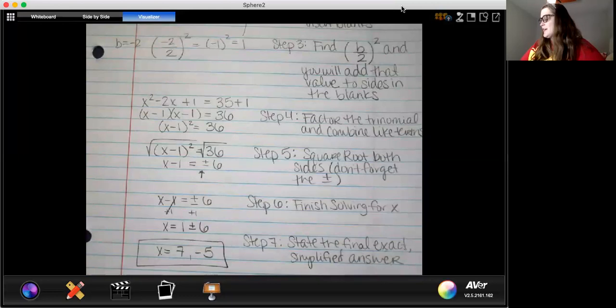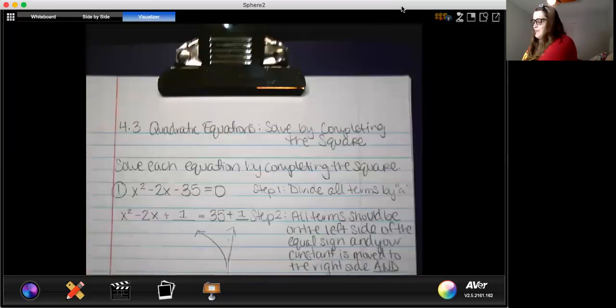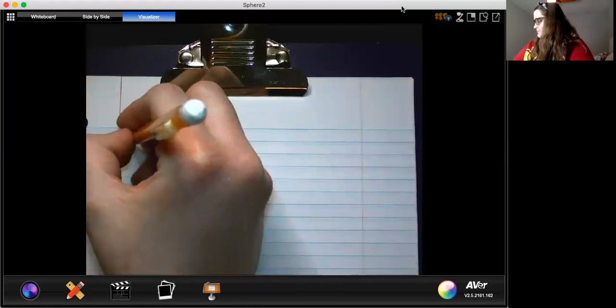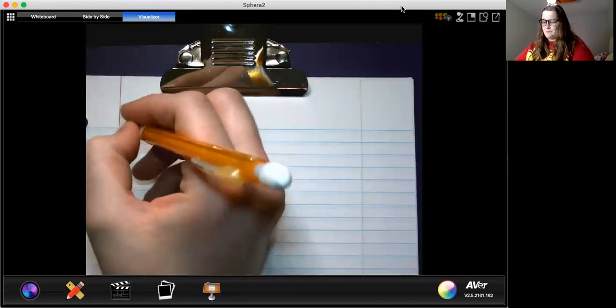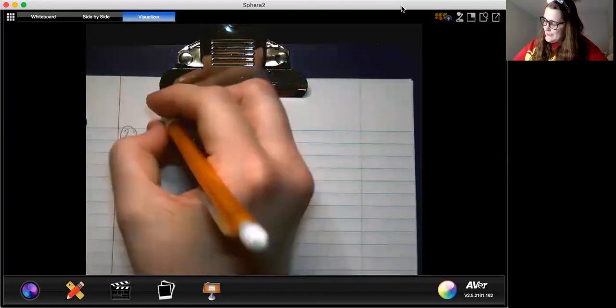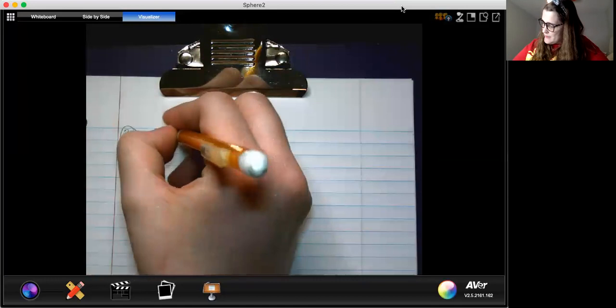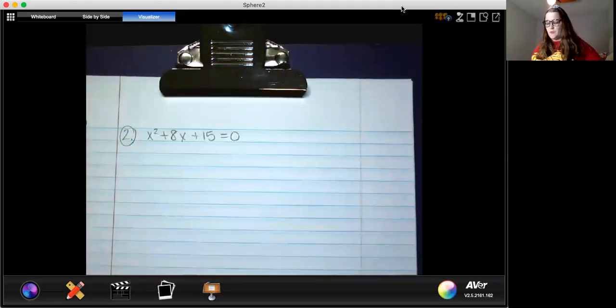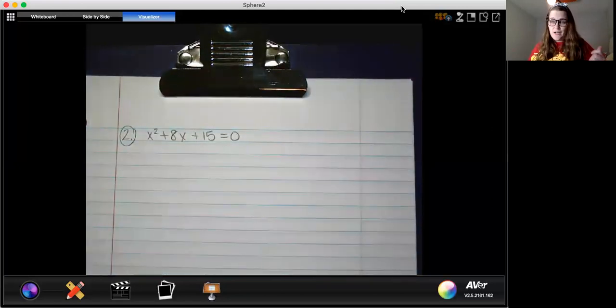Okay, so let's try number 2. x squared plus 8x plus 15 equals 0. Okay, let's review those rules. So divide all terms by a. This already is 1x squared, so I don't really need to apply that rule. Step 2 is really just a formatting rule.